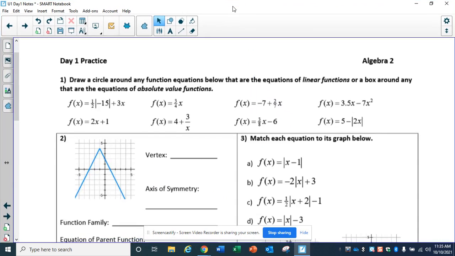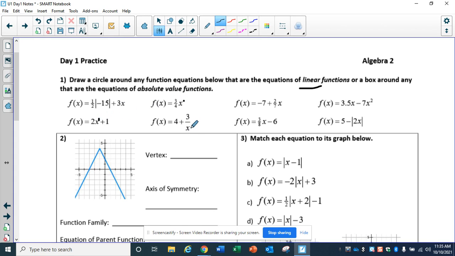Okay, so we are going to do the day one practice. Let's see, the first one says draw a circle around the functions that are linear. So I'm looking for the linear functions. A linear function is going to make a line. So that means it's x to the first power.